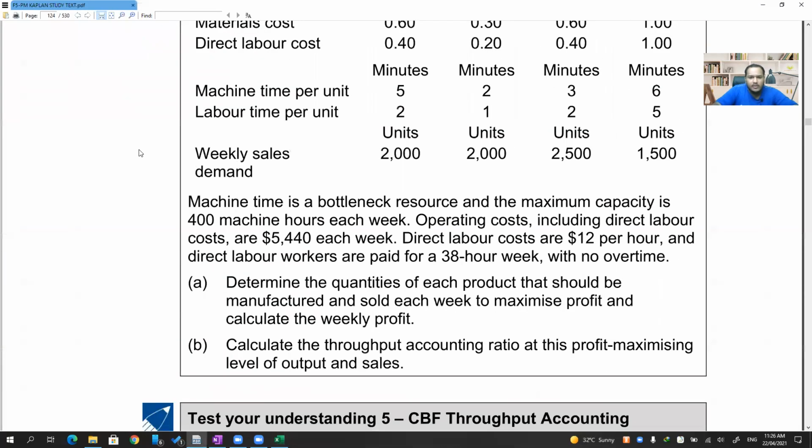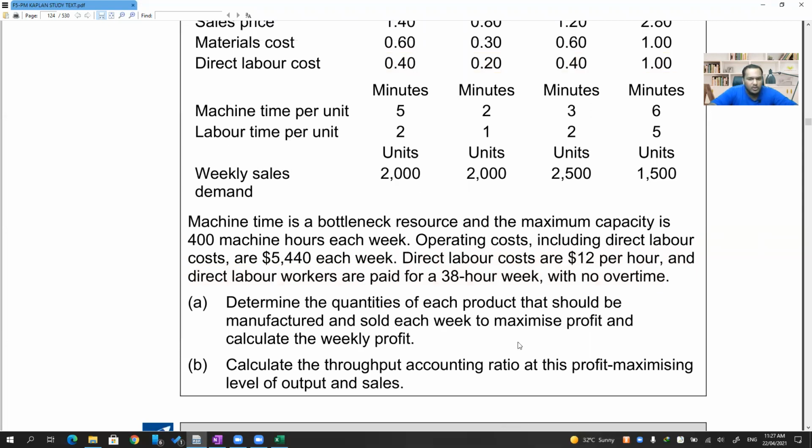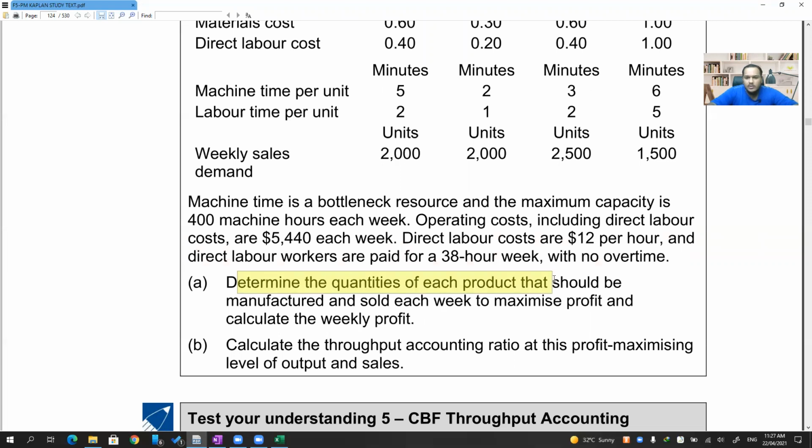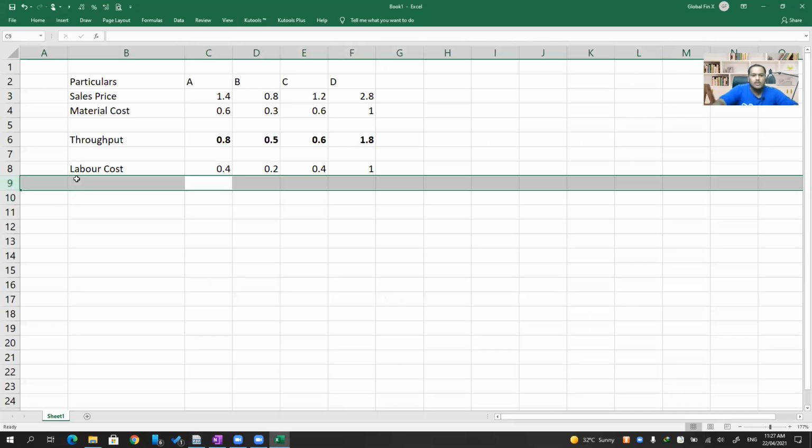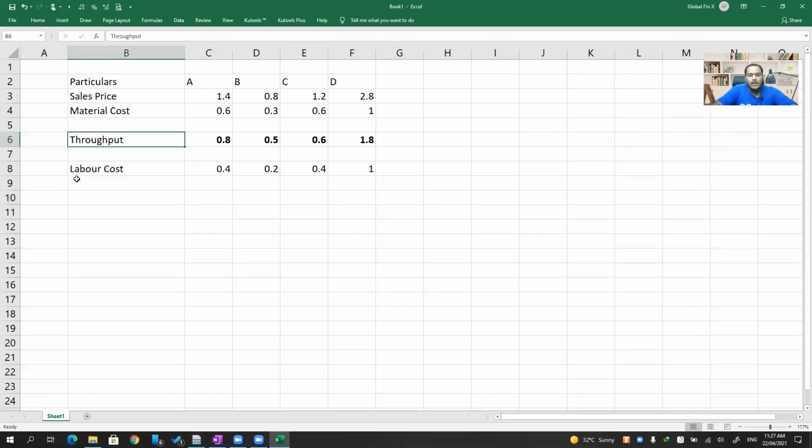Assuming there are no other variable costs. Did they tell us there are other variable costs? Machine hour time is a bottleneck resource. Maximum capacity is 400 machine hours each week. Operating cost, including direct labor costs, are 5,440 each week. Direct labor costs are $12 per hour, and direct labor workers are paid a 38-hour week with no overtime. Okay, this labor cost is also wrong then. Okay, cool, no problem. Determine the quantities of each product that should be manufactured and sold each week to maximize profit. And then I'll not be going with the contribution calculation. I'll just leave it alone. Okay, so we got the throughput here.